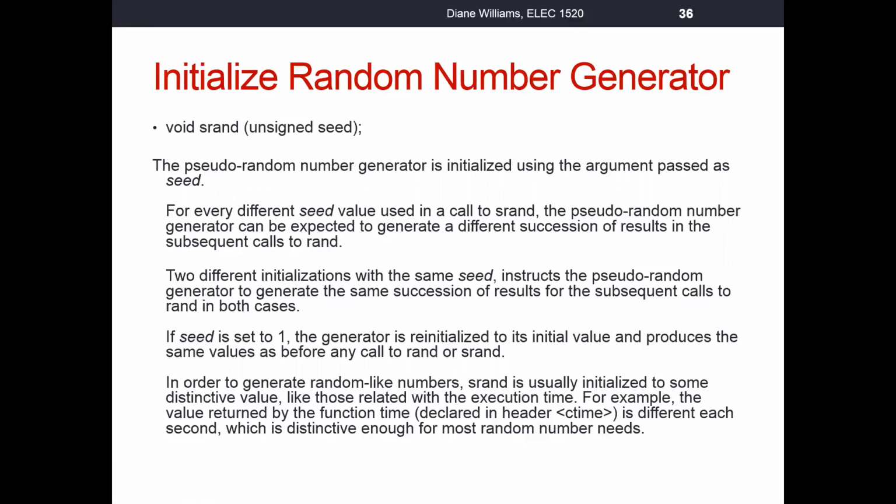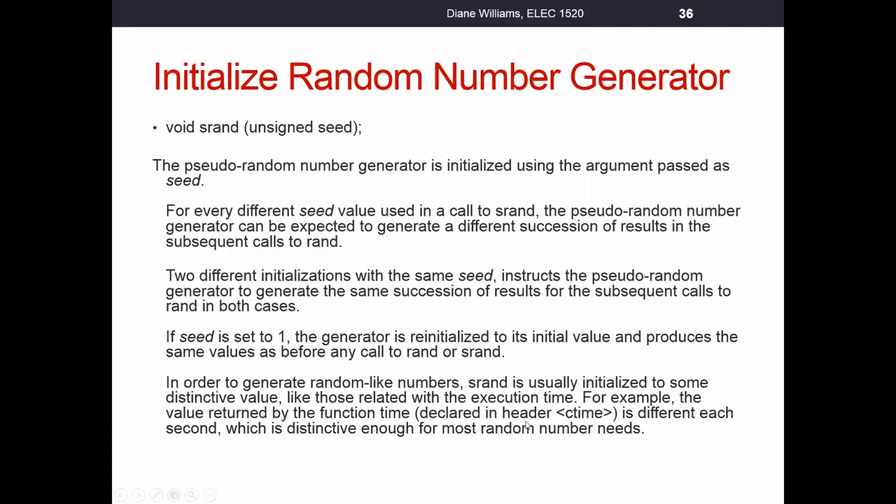set. Now, the thing is, if we use the same seed value each time, so two different initializations, if I seed it with a number 1, I'm going to get a different set of random numbers than if I seed it with a number 2, and a different set if I seed it with a number 3 and 4, and so on. Right? The only thing we do get, this tells us that if the seed value here is set to 1, the generator is reinitialized to its initial values and produces the same values as before any call to rand or srand. So if we call srand more than once in our program, we can restart the same sequence of numbers if we need to.